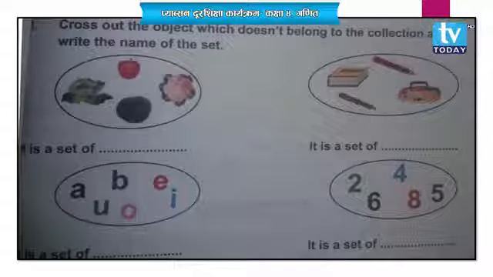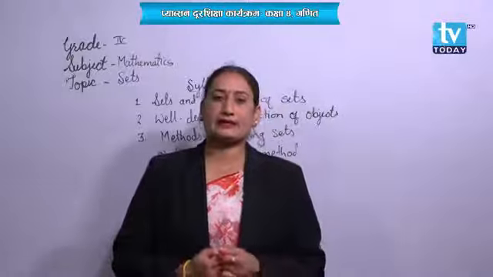Done? Okay. Same like this. I have a next picture over there. That is 2, 4, 6, 8, 5. See students, all are even and the single 5 is the odd. Let's cut out the odd 5 and you can write it. 2, 4, 6, 8 is the set of even numbers less than 10. Done? Good job.